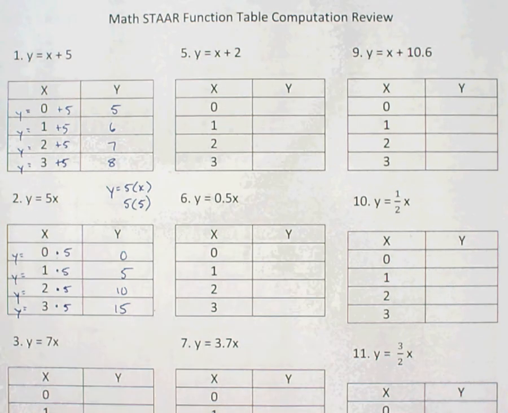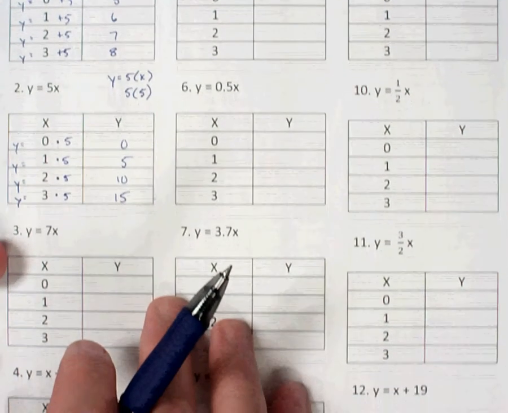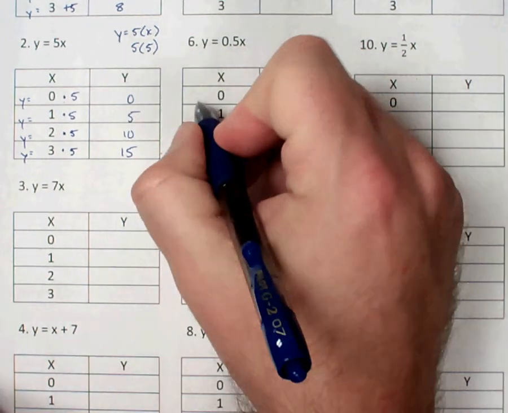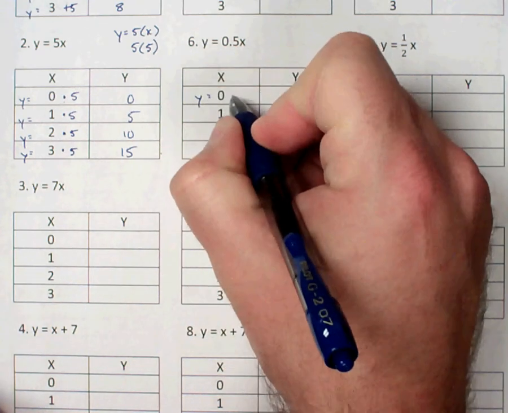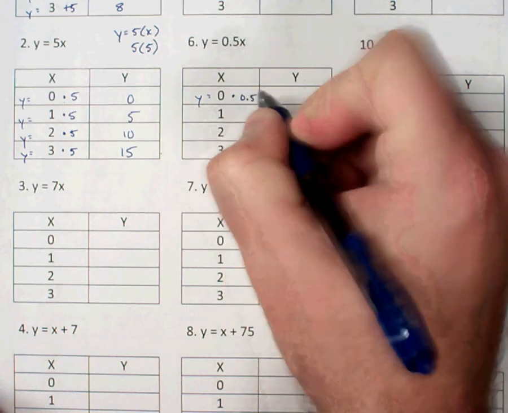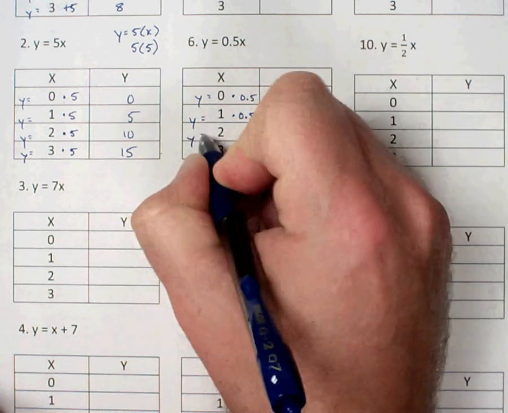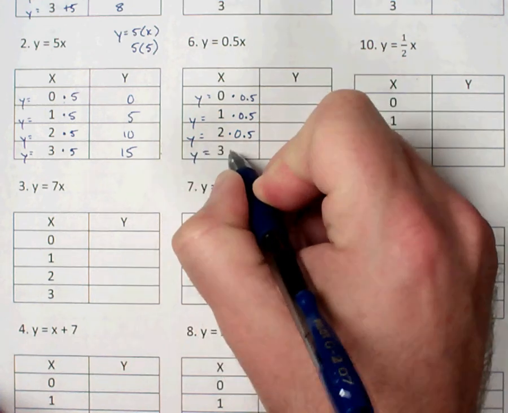All right. I want to look at a couple of others that might be a little bit confusing. Let's look at number 7 and number 6. This is kind of a similar type problem where we're going to be multiplying with a decimal. And just remember with this multiplication pattern, our y is going to equal this number times 0.5 each time. We just need to remember that we're just multiplying it by this decimal.